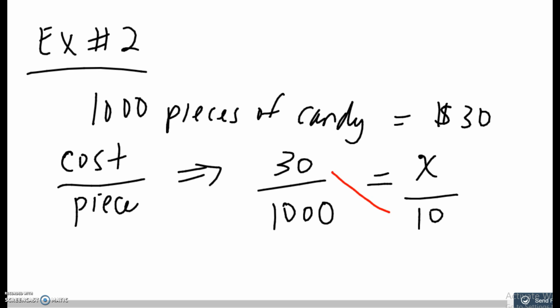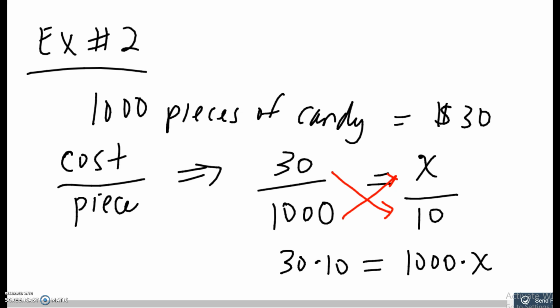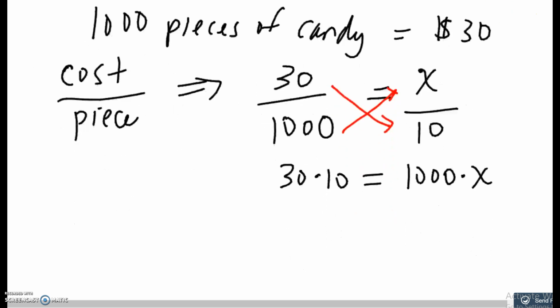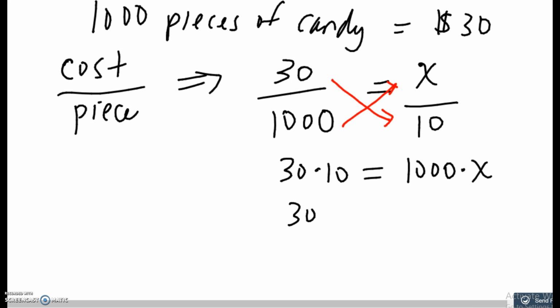To solve proportions, we cross multiply. So 30 times 10 equals 1,000 times X. 30 times 10 is 300. Let me make some more room on the screen. All right. 30 times 10 is 300, so we have 300 equals 1,000 X.